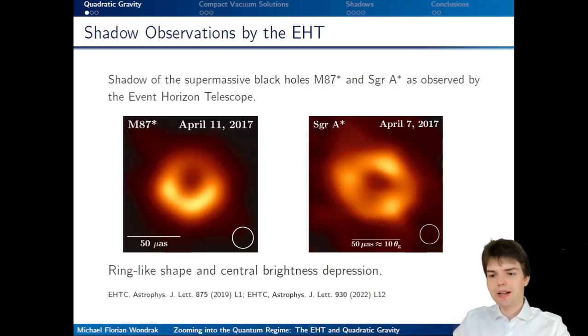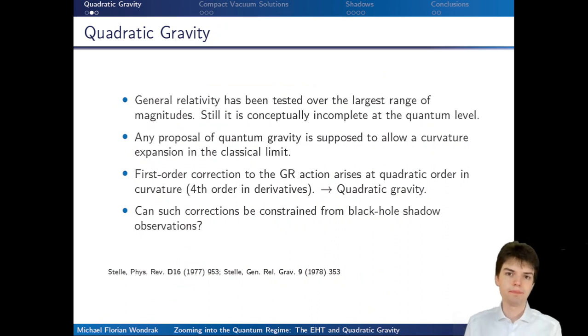So, now we are very proud of these two great pictures of black holes from M87 star and Sagittarius A star. And among all the interesting features and aspects in these images, I just want to highlight two, namely that we have in both cases a ring-like shape and a central brightness depression. And this brightness depression is what we are going to use in this talk, and we're going to use it in the context of quadratic gravity.